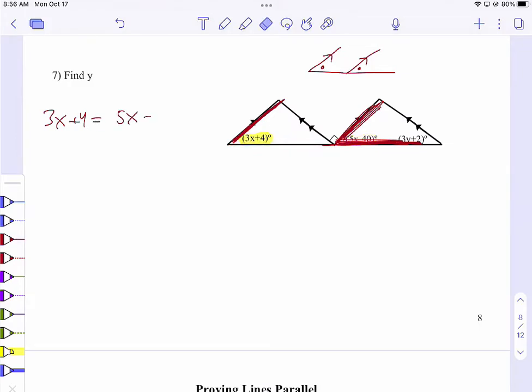They're not always equal, okay? When they make the F shape or the Z shape with parallel lines, then they're equal. Here the X's are on different sides, so I'm going to move one of them. When the X's are on the same side, just add them. When they're on different sides, you move one of them. You could do minus 3x to both sides or minus 5x to both sides.